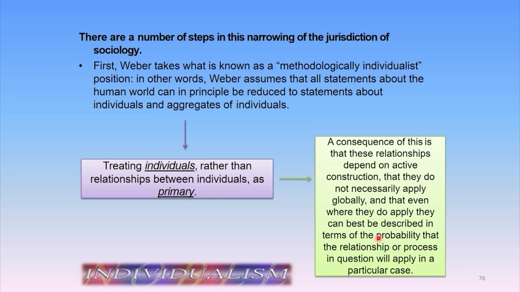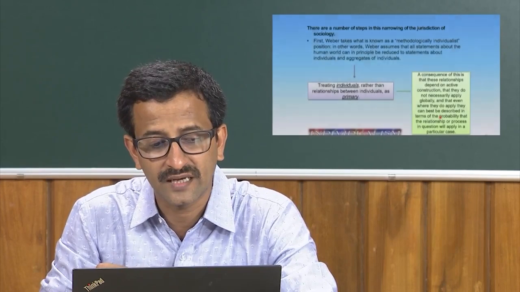Then, when I said firstly Weber takes what is known as a methodologically individualist position, in other words, Weber assumes that all statements about the human world can in principle be reduced to statements about individuals and aggregates of individuals. When Weber talks about individualism, he always emphasizes only individuals, individual actors, individual action in context, in certain circumstances, and the reasons and motives of such individual action.